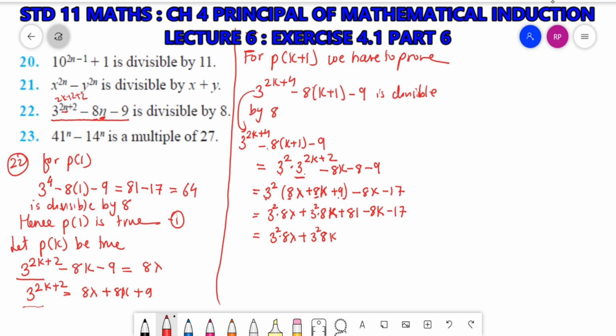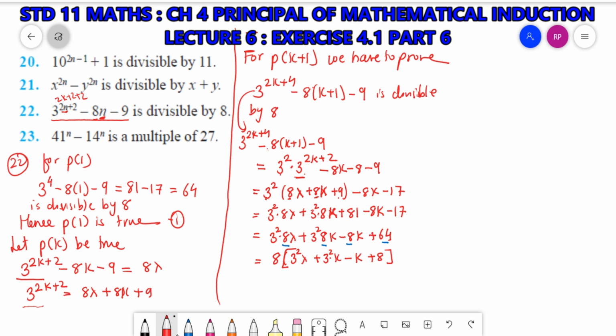Okay. Minus 8k plus 81 minus 17, that is 64. So plus 64. Now I can take 8 common from here, from here, from here, from here. So this will be equal to, I can take 8 common, 3 square lambda plus 3 square k minus k plus 8 8 are 64.